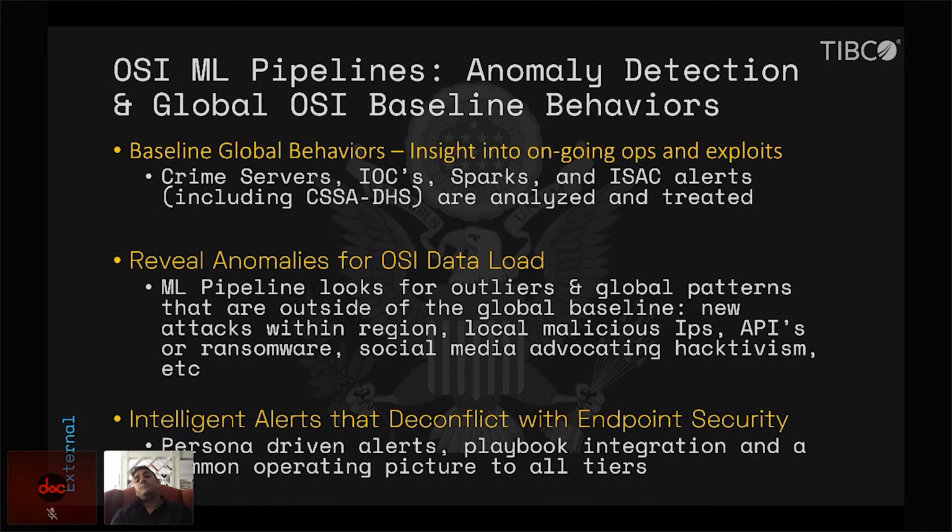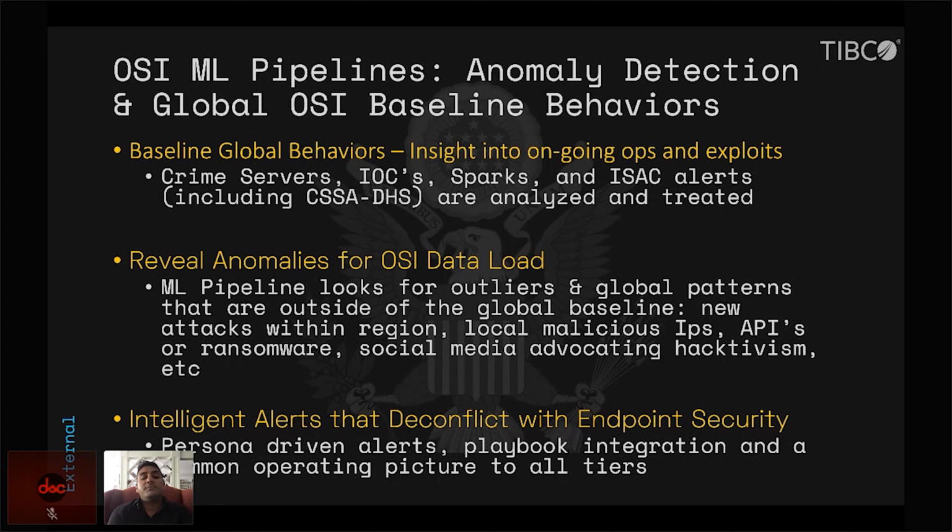Once I do that, similarly to the internal perspective, I can reveal the anomalies detected from an OSINT data load. Okay, the baseline will be a lot higher. The baseline will be a lot bigger. The volume of data will be a lot more. But from that same perspective, I can now start to see actual trends and see where trends are beginning when it comes to cyber attacks all over the world.